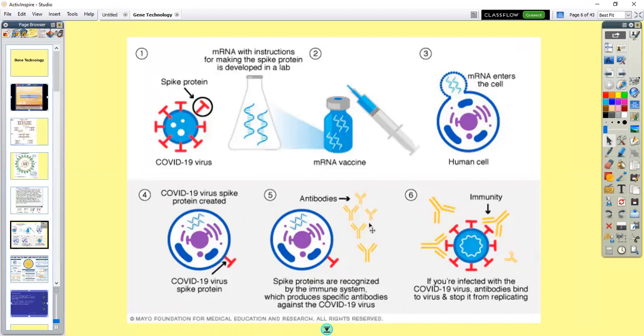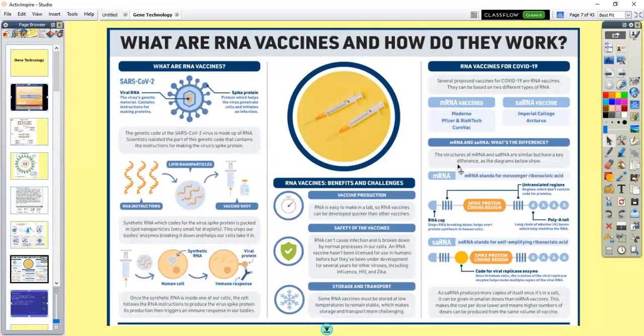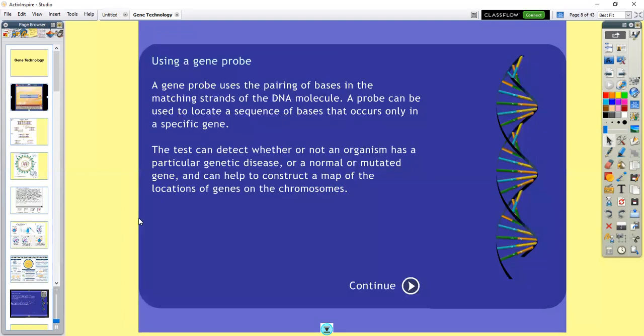Then your immune response produces antibodies to that spike, and that gives you immunity. That little slide there also shows similar types of things. So RNA is used to make vaccines. Okay. Next bit of this is using a gene probe.